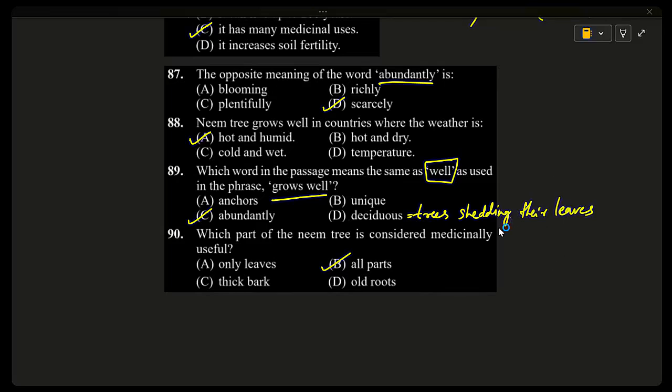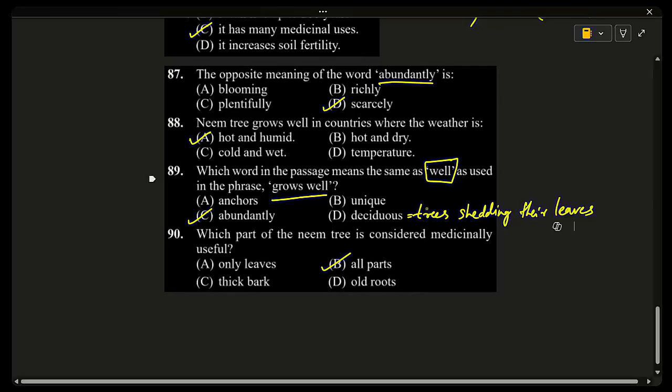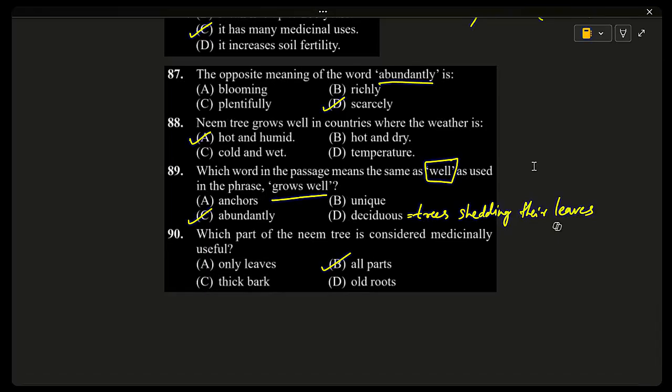Vilochan, what is your doubt? Sir, 87. Why won't it be B, sir? Abundantly means high in number, but richly means it is about quality, not the number. Abundantly is about the number, but richly is about the quality.